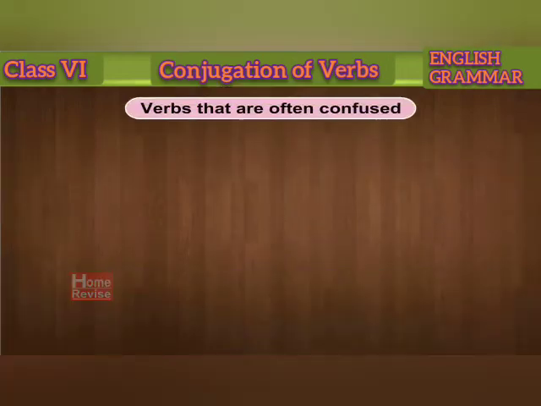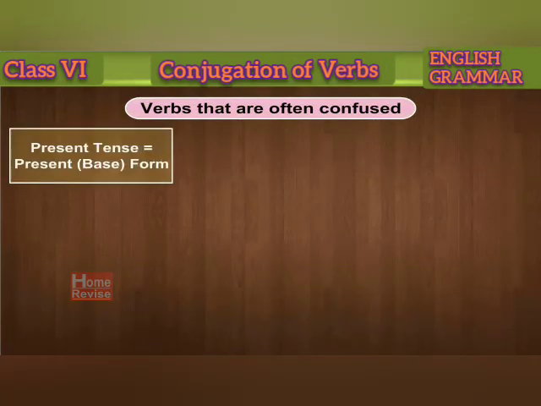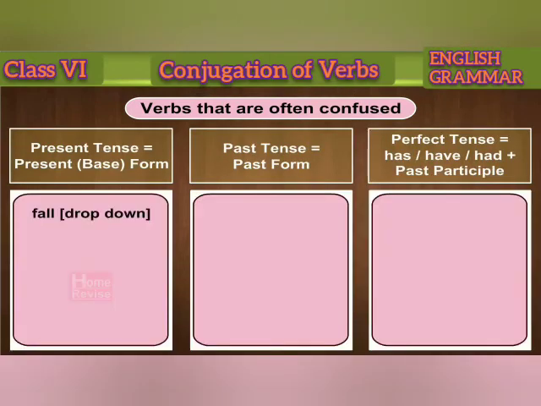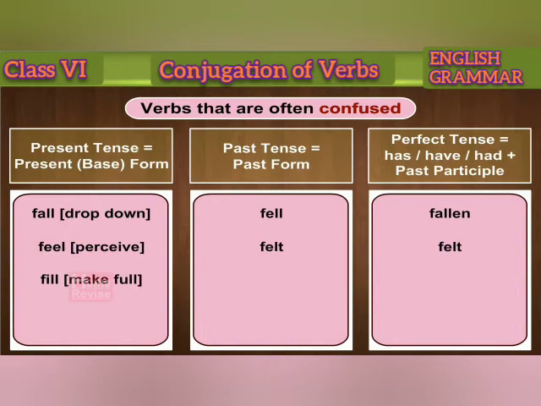Verbs that are often confused. Present base form, past, past participle. Fall means to drop down: fell, fallen. Feel means to perceive: felt, felt. Fill means to make full: filled, filled. Fail means to be unsuccessful: failed, failed.